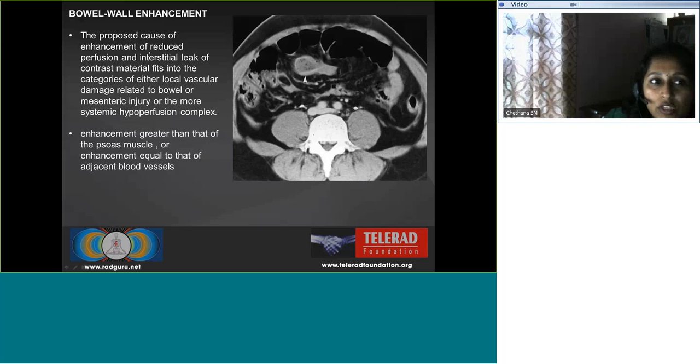The proposed cause for this enhancement is that there is reduced perfusion, so there will be interstitial leak of the contrast material, which fits into the category of either local vascular damage related to bowel or mesenteric injury, or another condition called hypoperfusion complex. So in these conditions, we can see abnormal bowel wall enhancement.